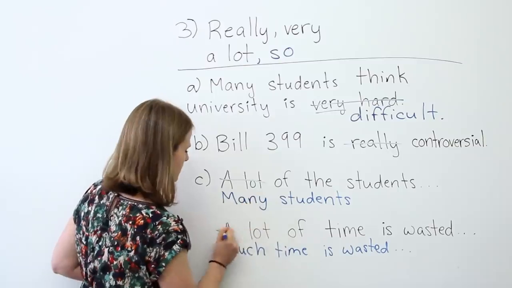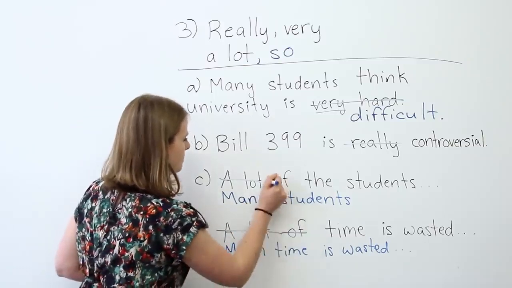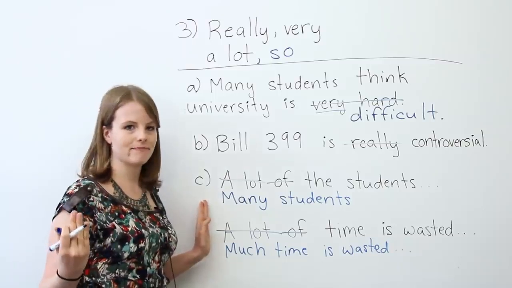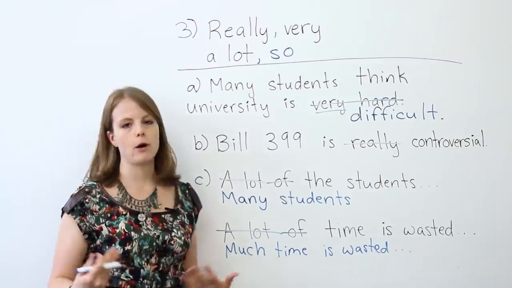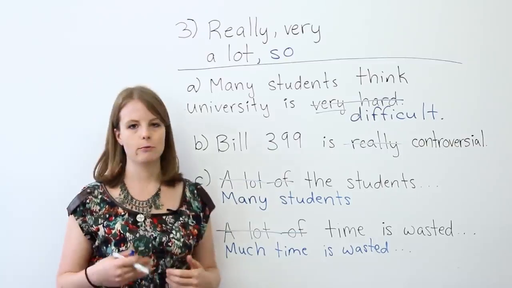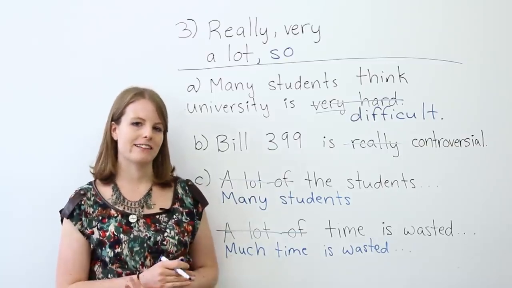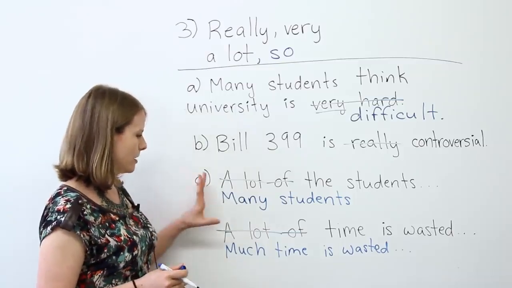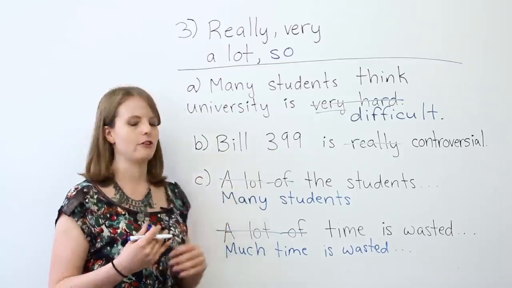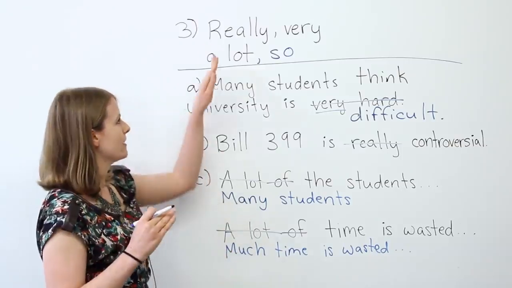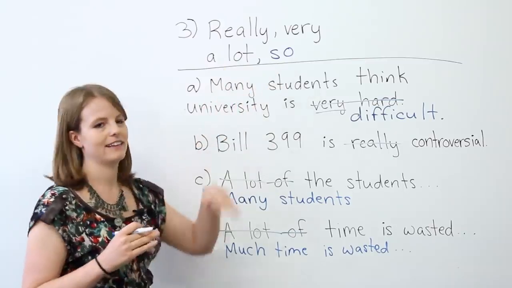Okay, so we get rid of a lot. So instead of a lot of the students, now we have many students. Many students face problems in their first year of university. Much time is wasted because of procrastination. Okay? So many and much are both words that are better to use than a lot. And again, the rule is avoid the usage of really, very, a lot, and so.